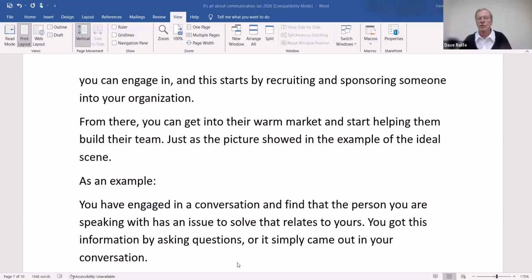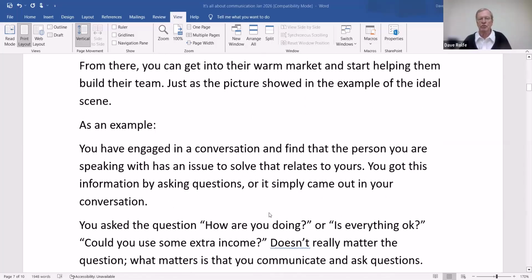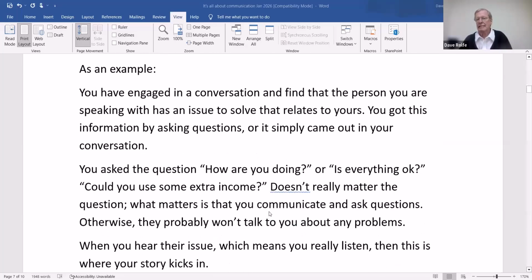So you engage in a conversation, you find the person you're speaking with has an issue to solve that relates to yours. You get to the information by asking questions, or it simply came out in your conversation. You ask a question, well, how are you doing? Is everything okay? Could you use some extra money? Doesn't really matter the question. What matters is that you communicate and ask questions, because if you don't ask the questions, you're not going to get the answer you want and you won't find the problem. Because people are shy. They don't want to tell you their problems.